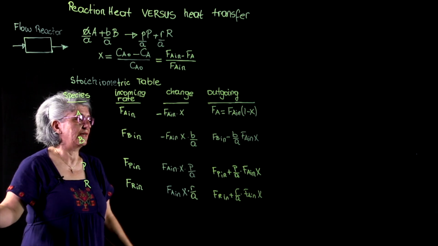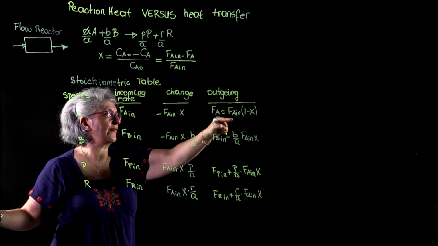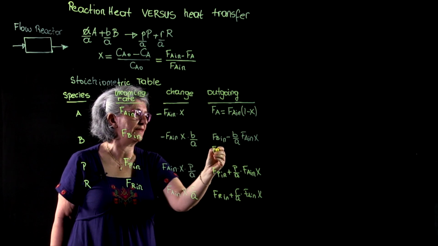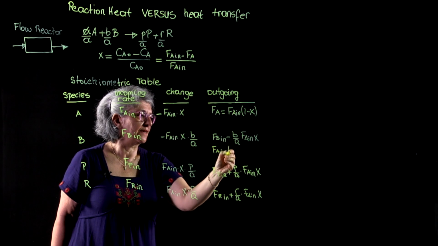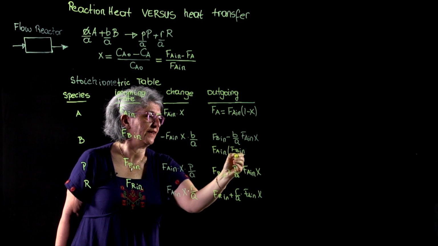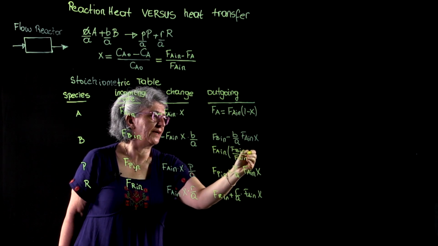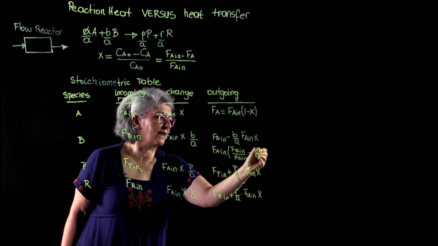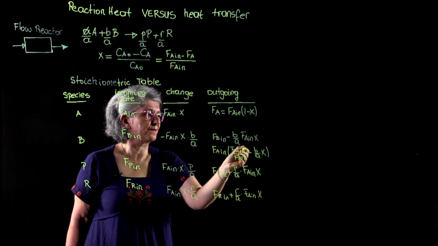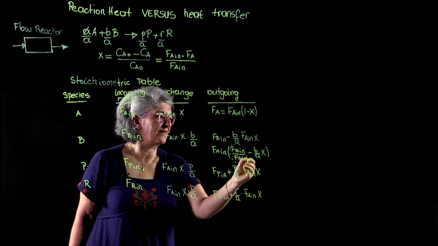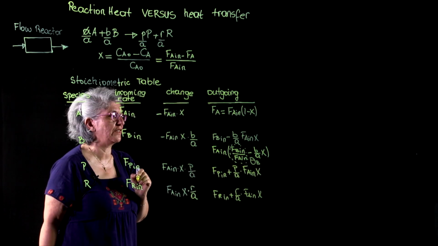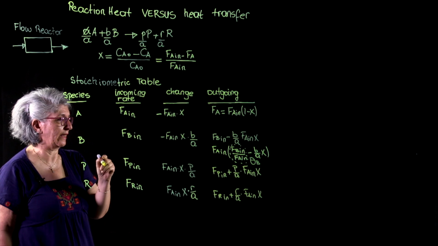What I will do is, just like I have taken this into FA in parentheses, I will take this one into also FA in parentheses. And I'm going to have FP in over FA in minus B over A X. And I will call this term theta B, feed stoichiometric ratio of B to A.